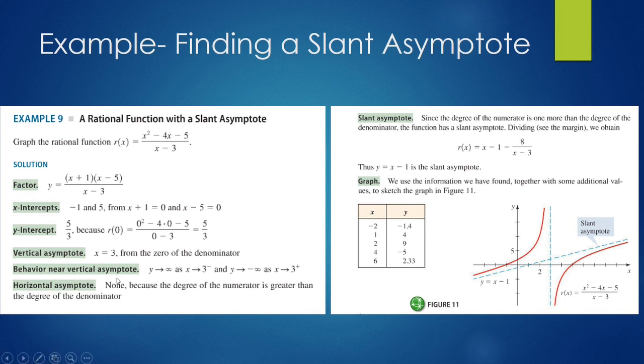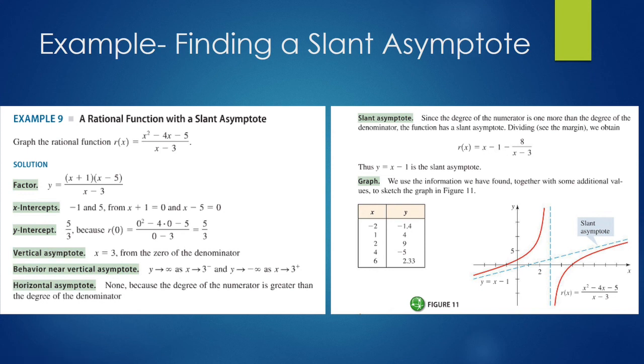And then for horizontal asymptote, there isn't any because the degree of the numerator is greater than the degree of the denominator. But I do have a slant asymptote because I'm off by 1 degree. So since the degree of the numerator is 1 more than the degree of the denominator, the function has a slant asymptote. And so I use that algorithm. I get x minus 1 minus 8 over x minus 3, and the slant asymptote would be this portion right here, which is my x minus 1.